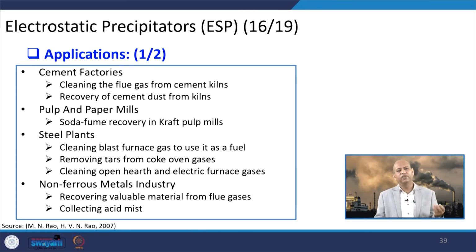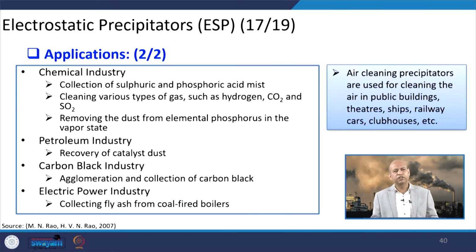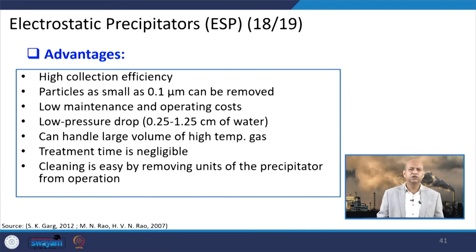So, fuel recovery is done by ESPs. Removing these tars from coke oven gases, or cleaning open hearth and electric furnace gases, can be done by ESPs also. Non-ferrous and metal industries also use these ESPs in a significant manner. Chemical industries, petroleum industries, carbon black industry or electric power industries, all these industries are using these ESPs in a popular way.